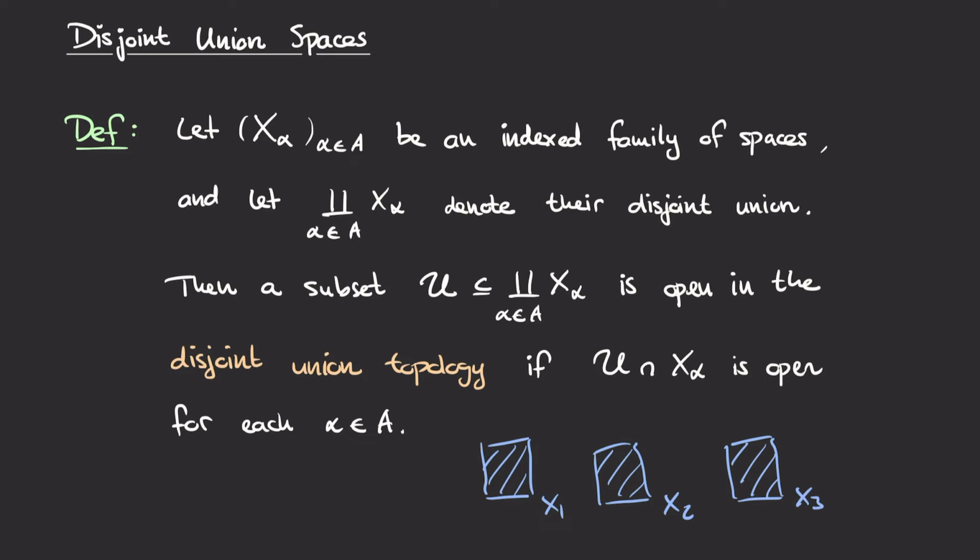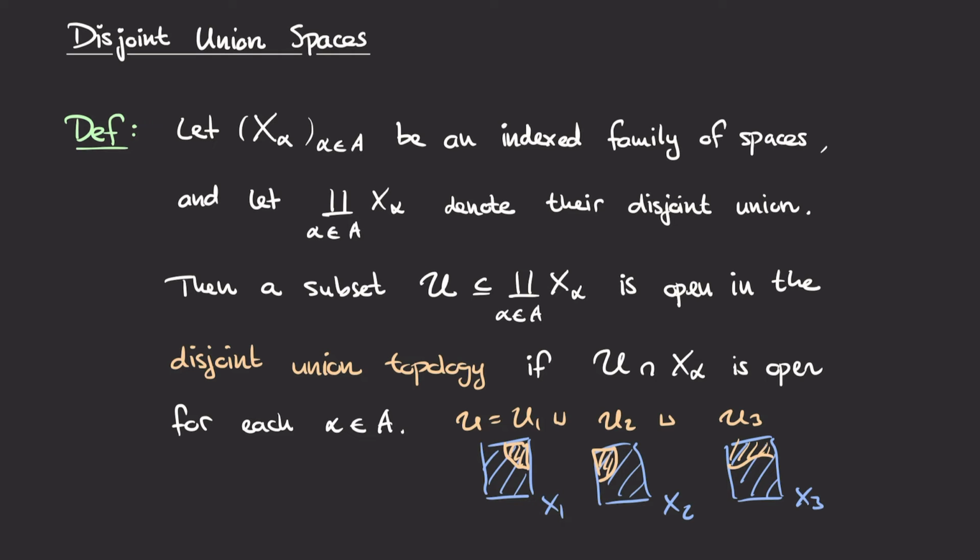And now the question is, what are the open sets of the disjoint union space? Well, some subset of this disjoint union is going to consist of a disjoint union of subsets of each of the spaces. So all of what I've drawn in orange is some set U. And actually the set U can be written as U1 disjoint union U2 disjoint union U3, where U1 is the intersection of U with X1, U2 is the intersection of U with X2, and U3 is the intersection of U with X3. And now what we're saying in this definition is that a subset U is open if and only if each of these intersections here is open in the corresponding space.